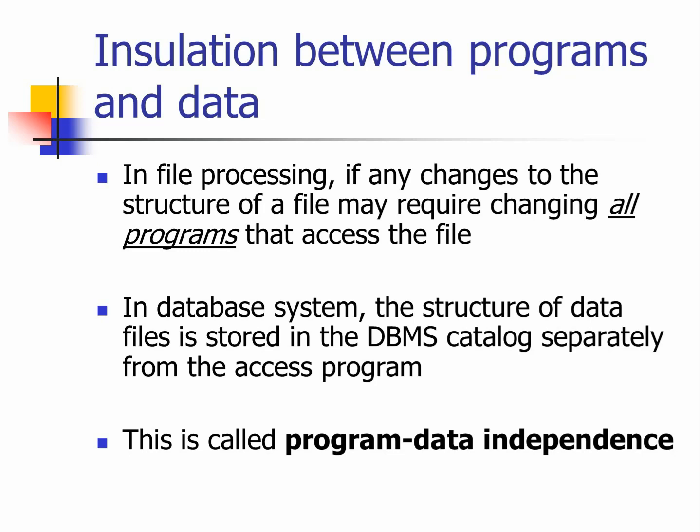In a database system, the structure of the data file is stored in the DBMS catalog separately from the access programs. When programs try to access each column of the table, they don't say I want to access the first column or the second column. Instead, they say I want to access the student.name column. So it's not using the order, but using the column definitions to access the information. This is what we call program-data independence.